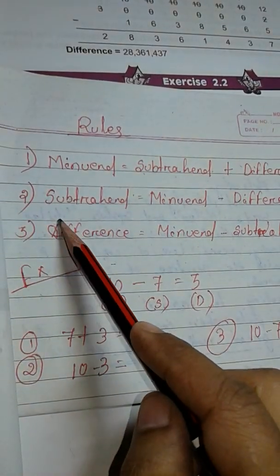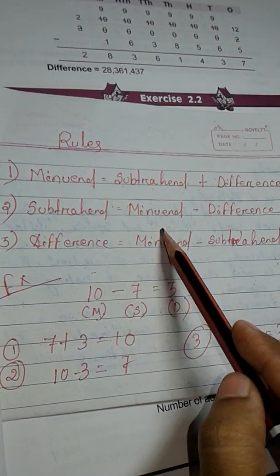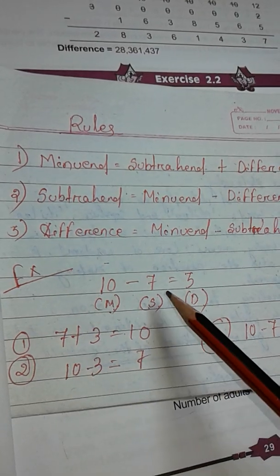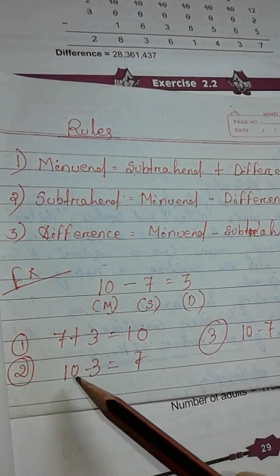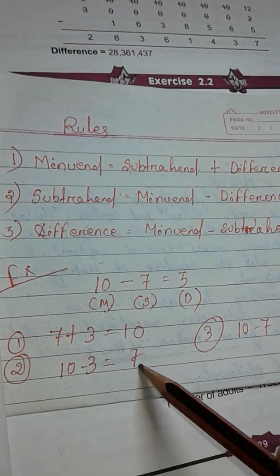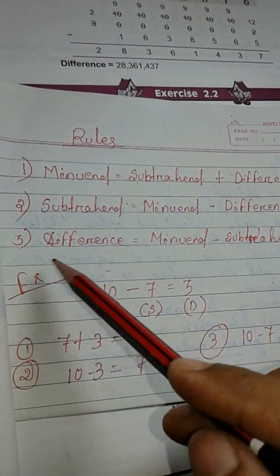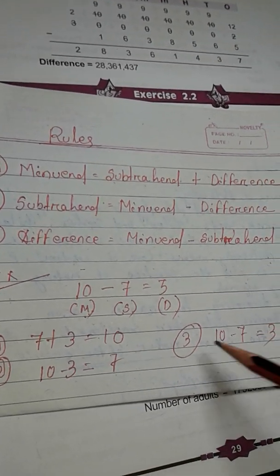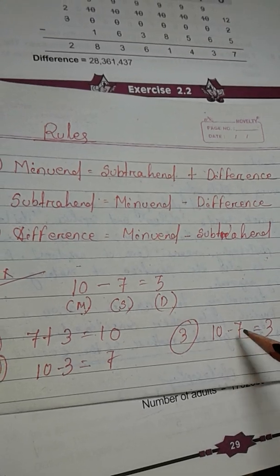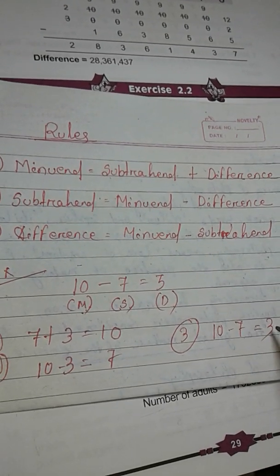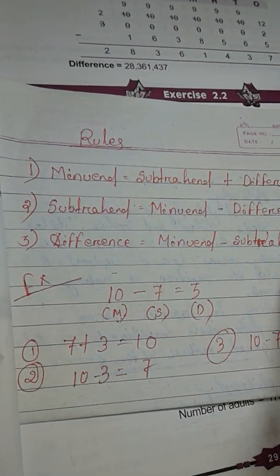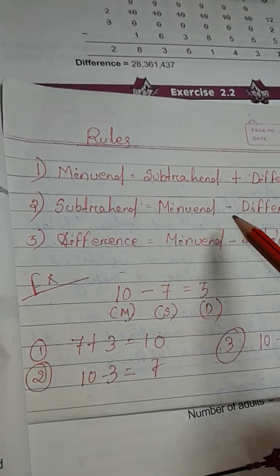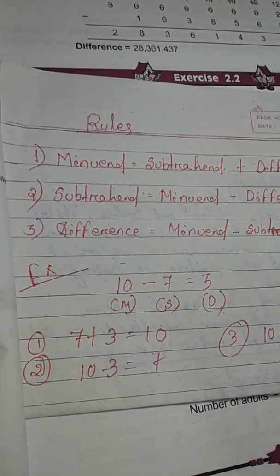Then as per rule number 2, subtrahend equal to minuend minus difference. Minuend is 10 and difference is 3. So 10 minus 3 is 7. 7 is the subtrahend. Then difference equal to minuend minus subtrahend. Here minuend minus subtrahend, then you get 3. 3 is the difference. So clear about these three rules? You use these three rules to check the subtraction is correct or not.